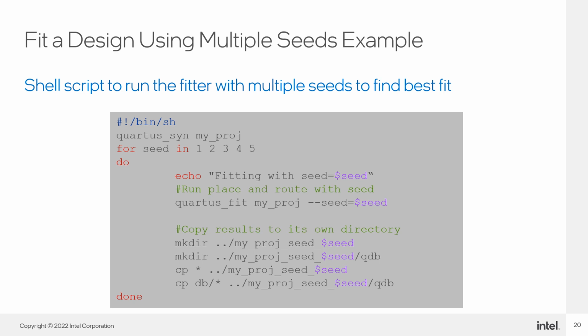In this example, I've written a shell script to run the fitter 5 times, and save the results to separate directories. First, I use the quartus_syn function to run synthesis. Then I run a for loop with 5 different compiles with the seed number being the loop index. When each fitter run is complete, I copy the files into a separate directory based on the seed number.